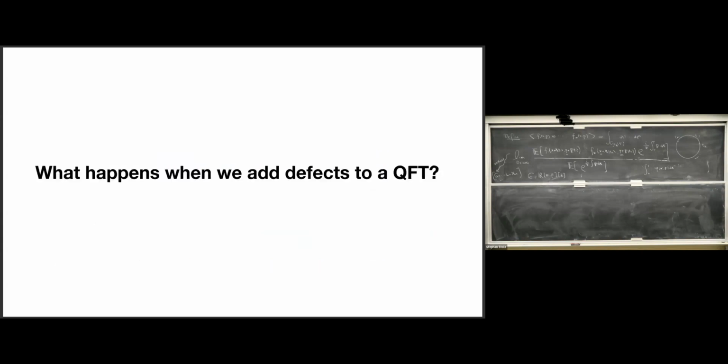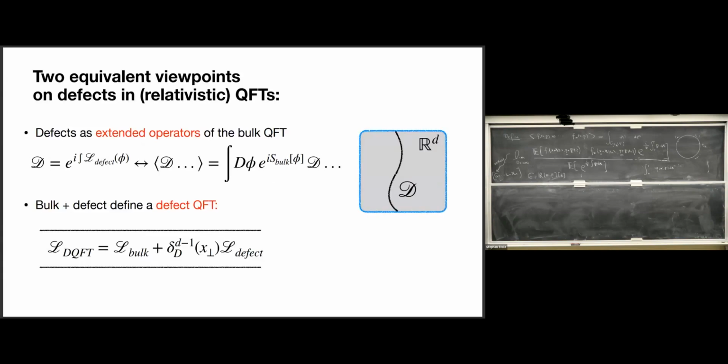And now a natural question, which will be the focus of this talk, is what happens once we add defects to a quantum field theory. In general, you have two completely equivalent ways to think of defects in a relativistic quantum field theory, and I will focus on line defects. One way is to think of your defects as some extended operators that are inserted into your bulk quantum field theory. Then when you calculate expectation values, you can calculate them in the presence of these extended operators.